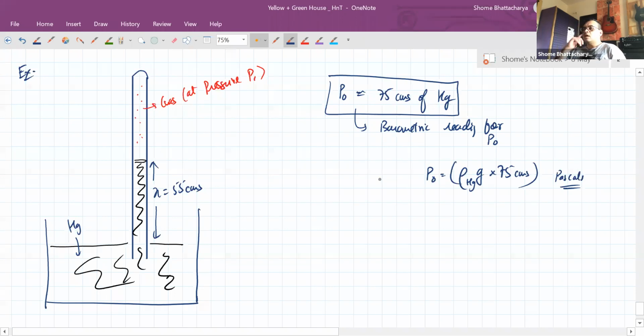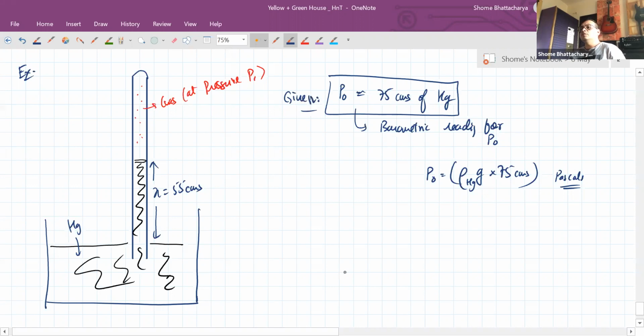You might wonder how pressure is given in terms of centimeters. It is equivalent to the pressure due to a 75 centimeter column of mercury. That is what it means. When we say the pressure is so many centimeters of mercury, it means that barometrically it's equal to the density of mercury times g times that number of centimeters. That is what is given to us in the question.